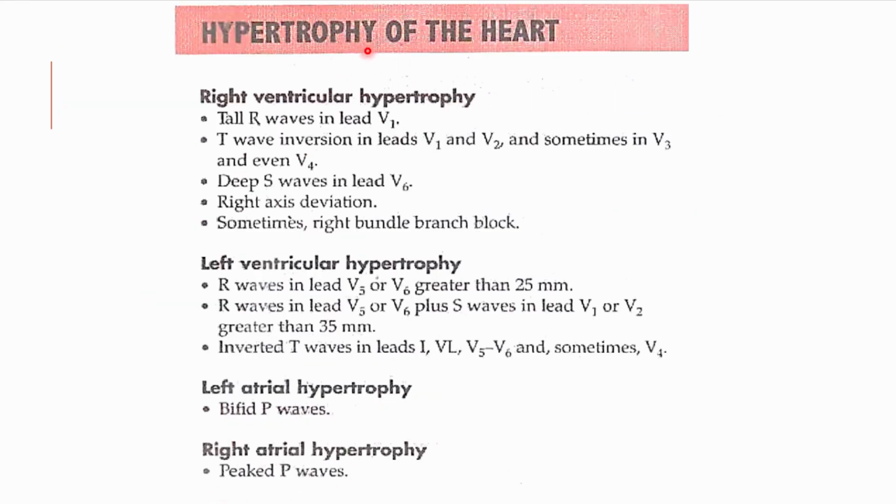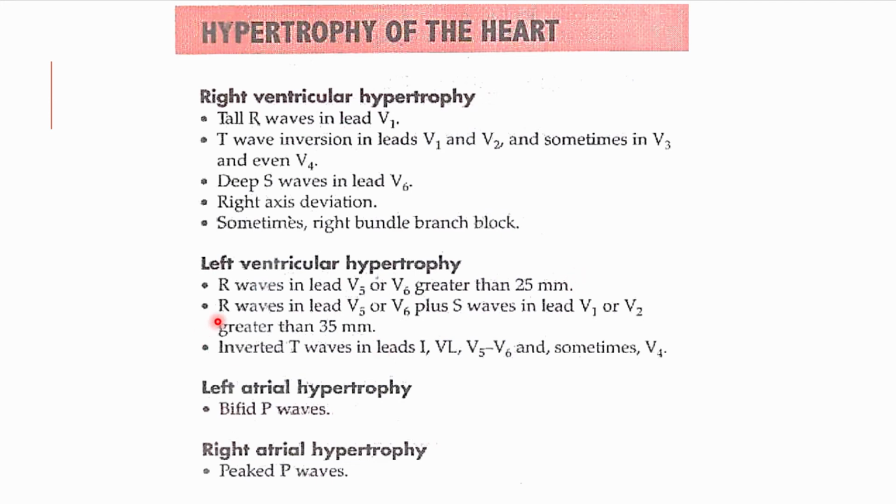Then you may also get hypertrophy of the heart on the ECG. So with right ventricular hypertrophy, you get these tall R waves in lead V1. You get T wave inversion in lead V1 and V2, sometimes in V3, and in some cases in V4. You get these deep S waves in lead V6. You may get right axis deviation also in right ventricular hypertrophy, and sometimes right bundle branch block. Then in left ventricular hypertrophy, you get these R waves in lead V5 and V6 that are greater than 25 millimeters.